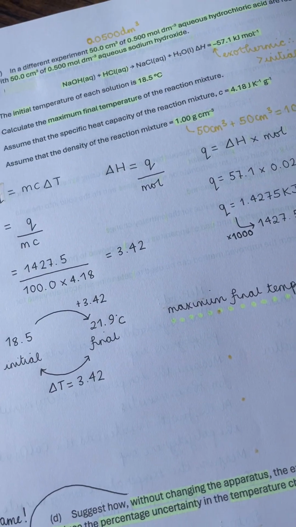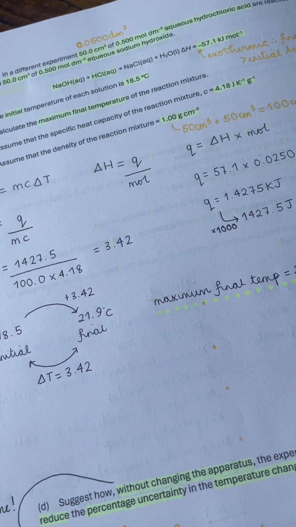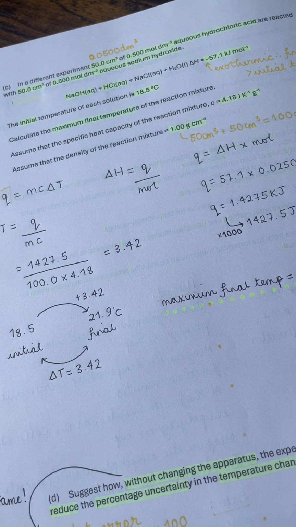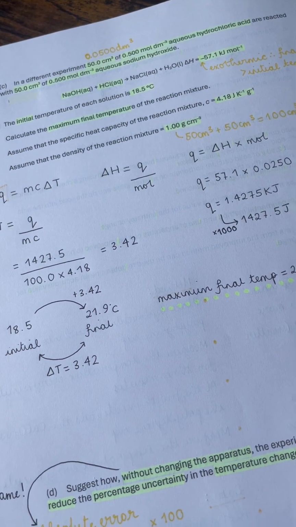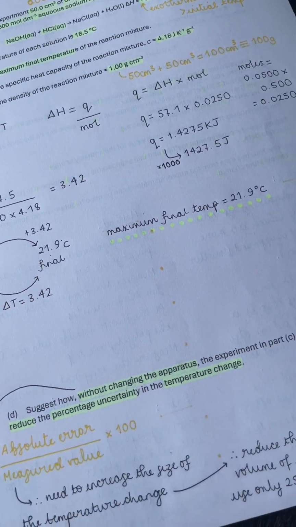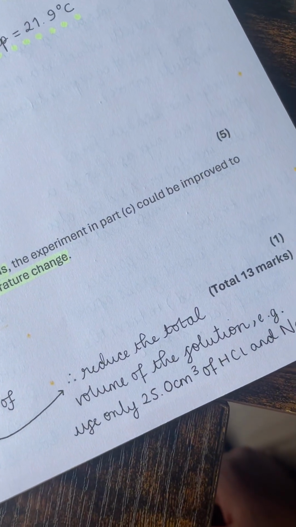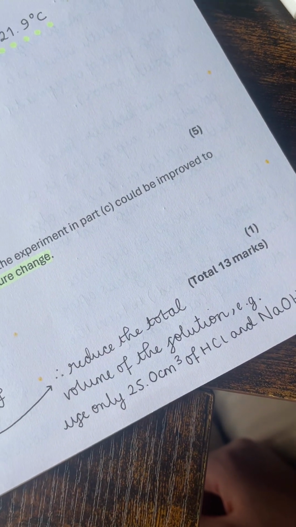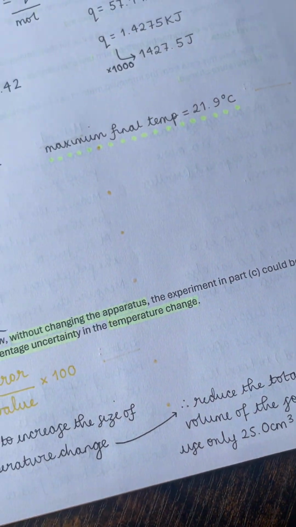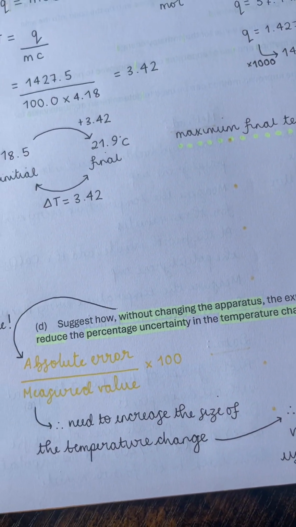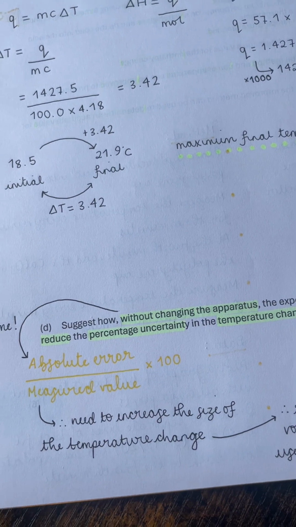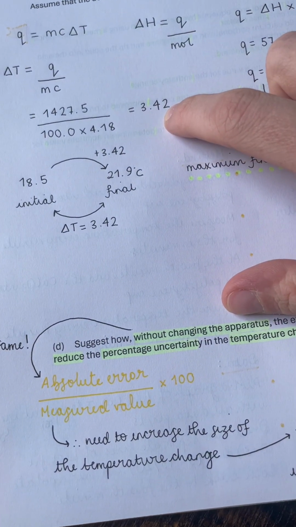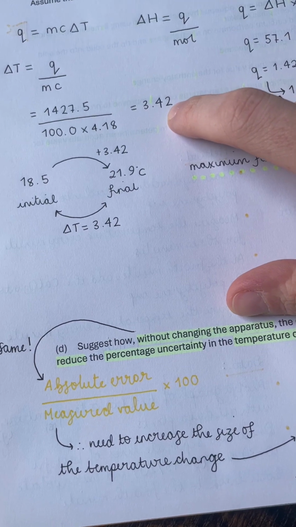Using 50 centimetres cubed of both acid and alkali is quite a lot. 100 centimetres cubed is a big volume, i.e. a big mass, for us to have to heat up. So if we were to halve those volumes and only use 25 centimetres cubed of each, then we would experience a greater temperature change in the solution based on the heat that's generated. And in that experiment, it only went up by 3.42 degrees, which is very, very small.